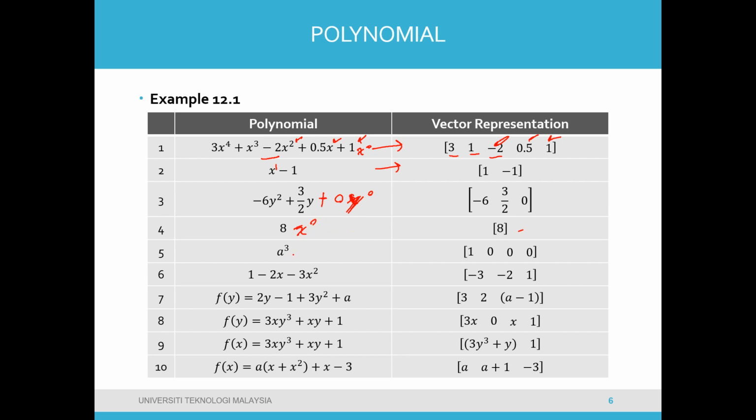A power of 3, then you have a power of 2 plus 0, a power of 1 plus 0, a power of 0. So you have 1, 2, 3, 3, 0.